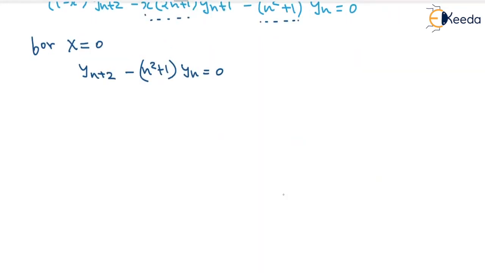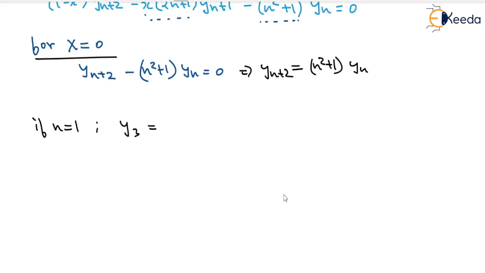Now we can move to the general terms. Let's say in the case of x equal to 0, continuing, if n is equal to 1, so you'll have y n plus 2 equal to n square plus 1 times y n. So this becomes, n is 1, so 1 plus 1, this is 2 into y1. And we have found y1 to be minus e to the power of pi by 2. So this becomes minus 2 into e to the power of pi by 2.